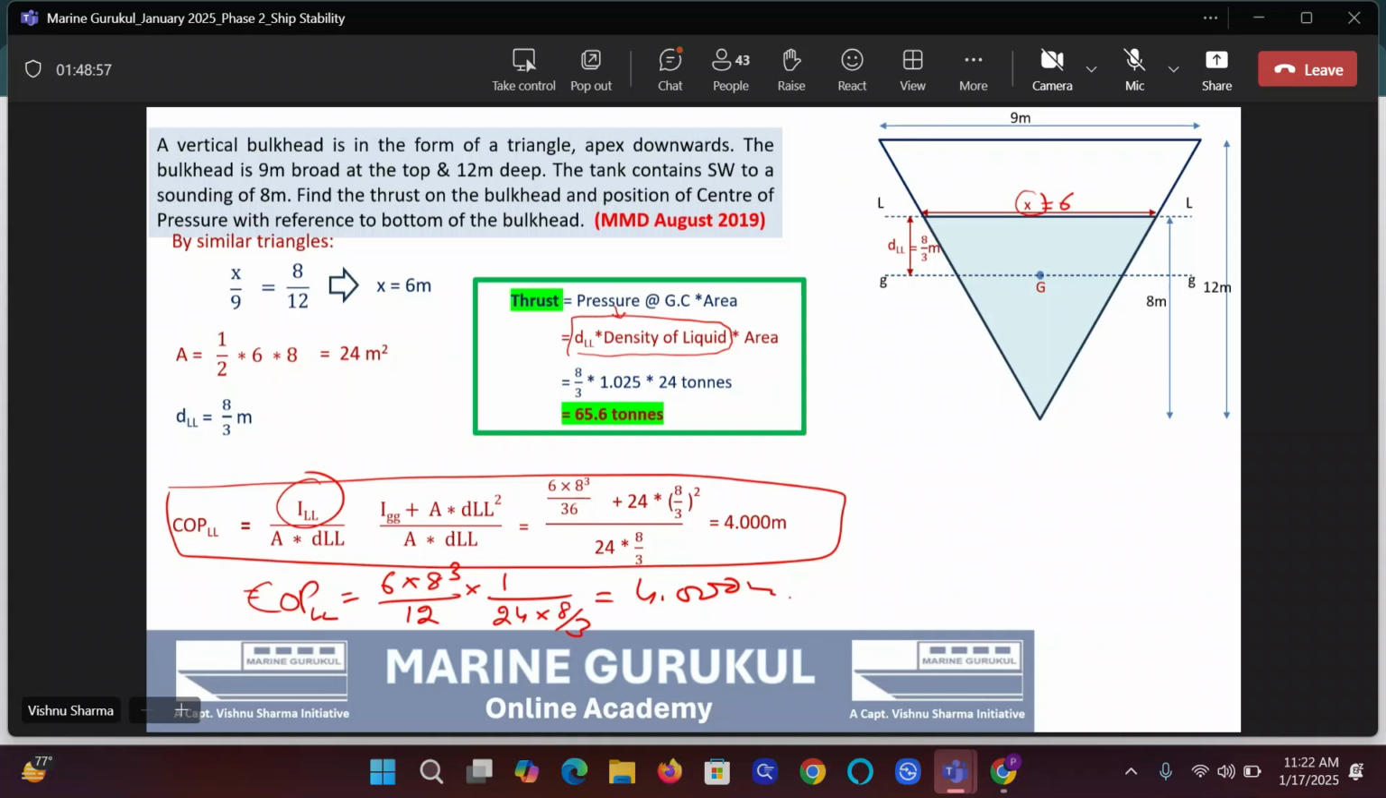Am I clear, class? Correct. So whichever way you want to do it, if you use the BD cube by 12 formula, you will not have to apply the theorem of parallel axis. If you want to use the BD cube by 36 formula, you will have to apply the theorem of parallel axis, right?